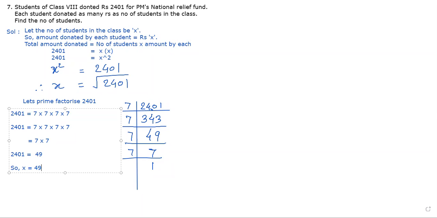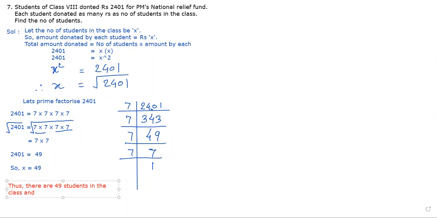X is equal to 49 means what? 49 into 49 is 2401. 49 students. Correct. And each student has also donated rupees 49. Yes or no, children? Yes, sir. Thus, there are 49 students in the class and each student has donated rupees 49. They have not asked, but we are still writing it.